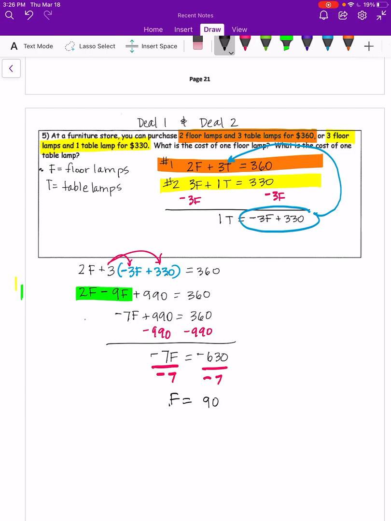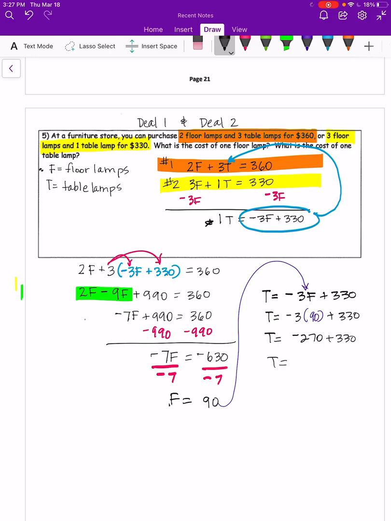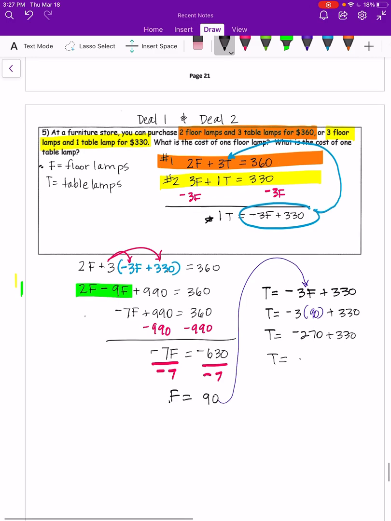Now, you can plug it into any of the formulas. You could even plug it into this one that I manipulated, and I think I'm going to do that. So I have T equals negative 3F plus 330. So where F is, I'm going to replace with 90. So I have T equals negative 3 times 90 plus 330. So T equals negative 3 times 90 is negative 270 plus 330. So T equals negative 270 plus 330, which would be 60. So that T is table lamps.